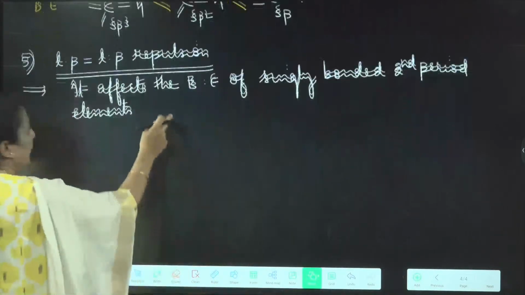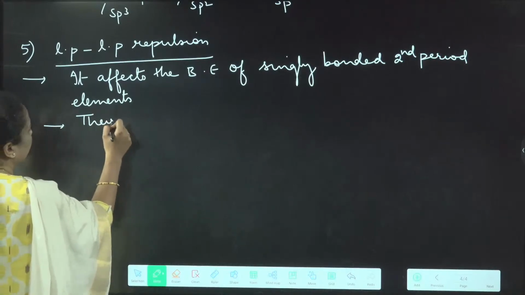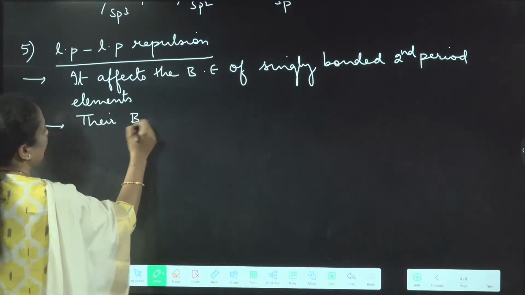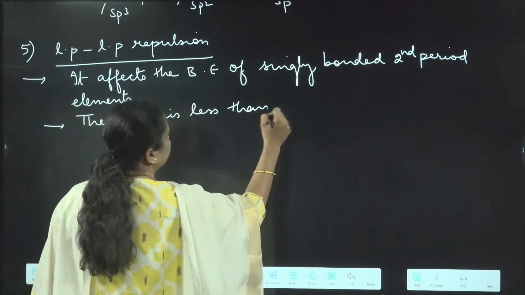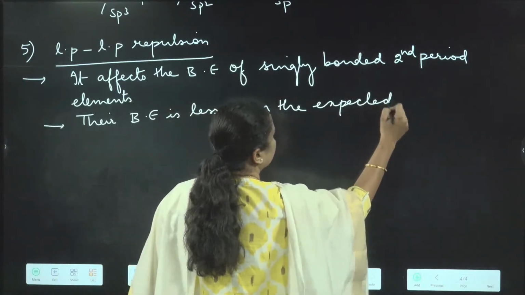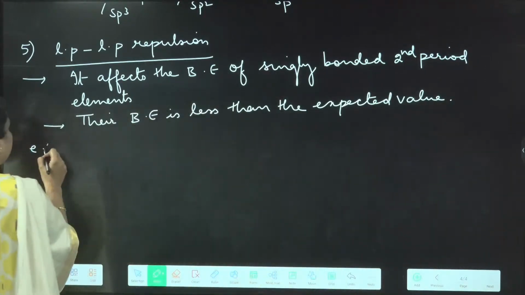It does not affect any other period element, right? So their bond energy, I'm talking about singly bonded second period elements, is less than the expected value or else the expected order. Let us see a few examples here.